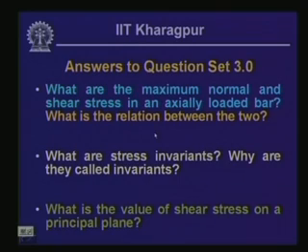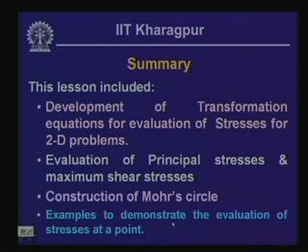These questions which we had posed last time are quite straightforward. The first one is maximum normal stress and shear stress in an axially loaded bar, which we know as P by A is the normal stress and P by 2A is the shear stress, and thereby tau, the shear stress, equals sigma by 2, half the normal stress. Stress invariance we have discussed today, and the value of shear stress on principal plane is 0.